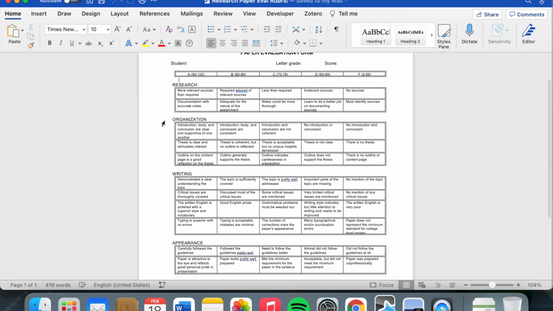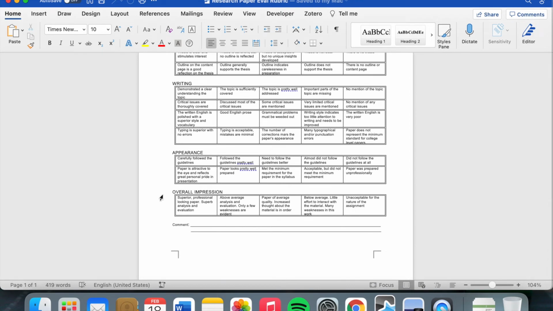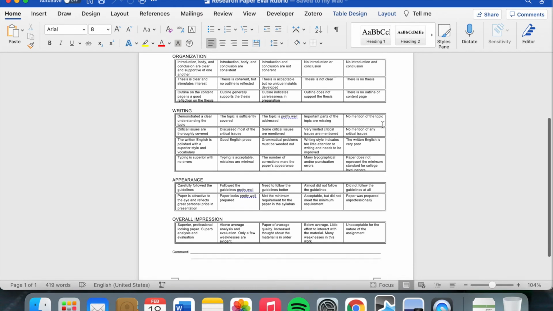He also organized it into categories. So we have research, organization, writing, appearance, and overall impression. So for each of these categories, he gives a lot of different descriptions. So under the research category, we have questions related to sources. So no sources, not relevant, maybe less than required, exactly what's required, and more than required. So to get full marks, you actually have to use more sources than are required. Then documentation, so citing sources. So we could keep on going and see.